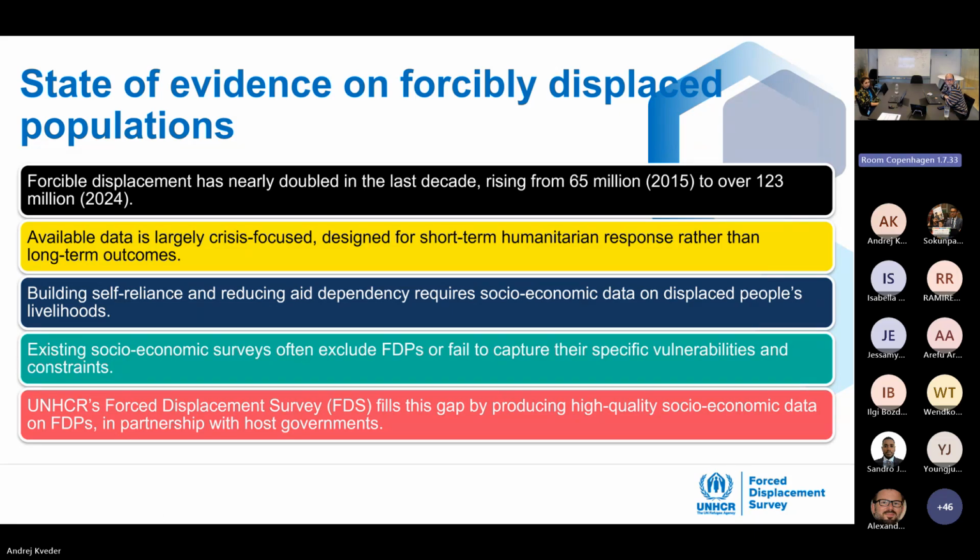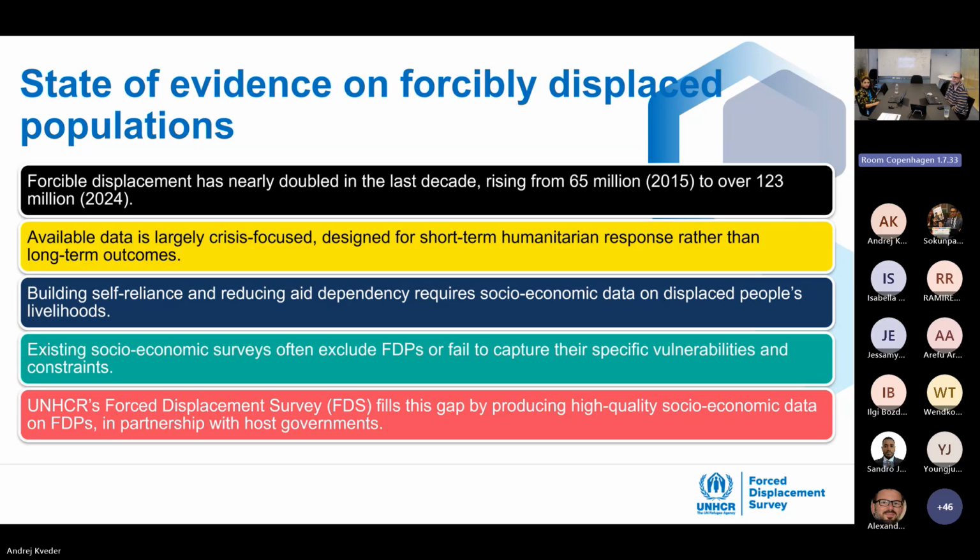So in the last decade, the number of forcibly displaced has nearly doubled. We're now talking about around 123 million displaced persons worldwide. Most of the data available for these populations is humanitarian in nature and designed to respond in the time of crisis. However, building self-reliance, and particularly more durable and long-term solutions for displaced people, is usually not in the domain of this kind of survey.